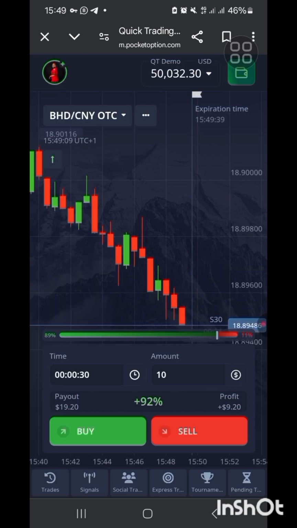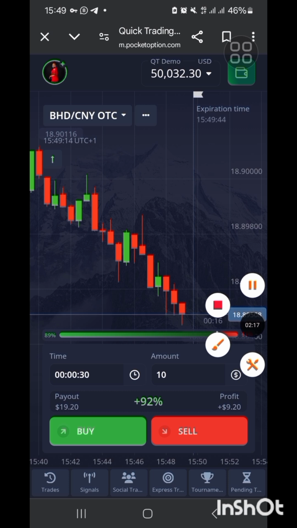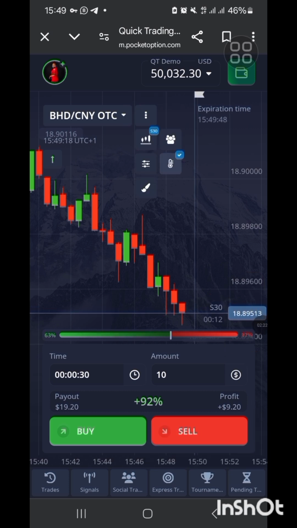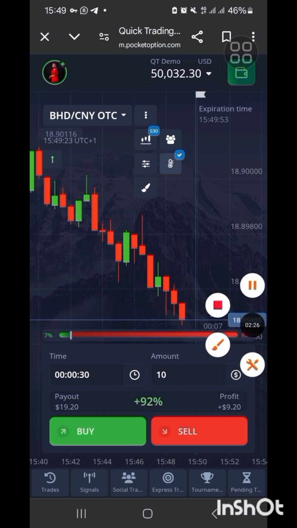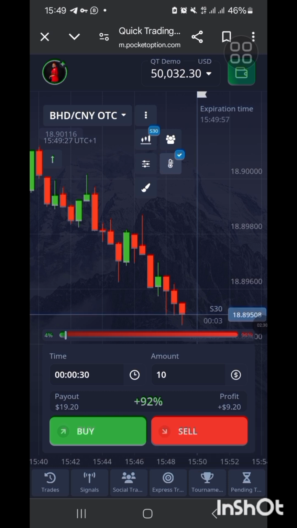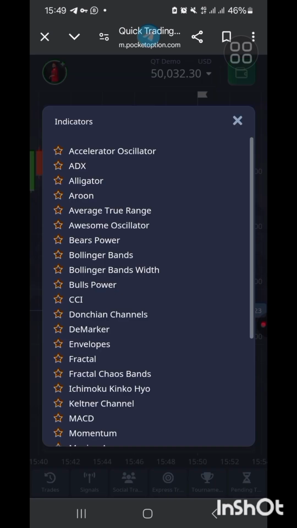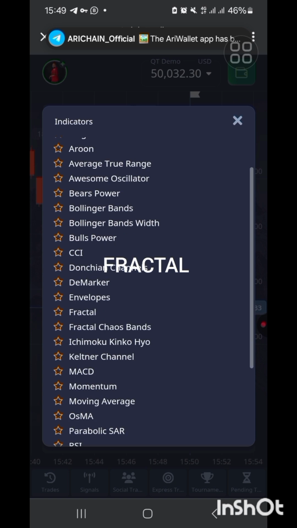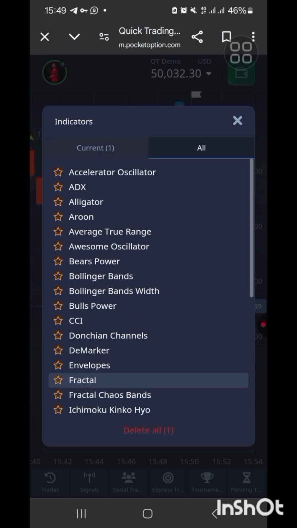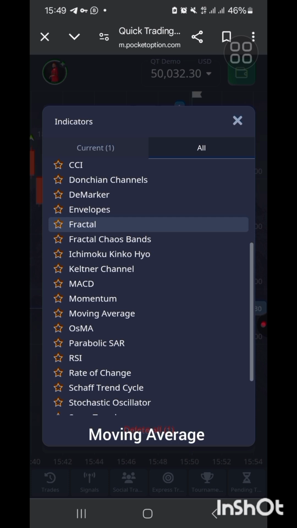Okay guys, let's choose the indicators as she is choosing the indicators. So let's delete this one. She said you come to these three dots, and we'll choose the indicators. You come to this second line here, this one here, and that is where you find the indicators. The first indicator is fractal. You come here and this is fractal. The second indicator is moving average. She said click on moving average twice. 1, 2, and that's it.